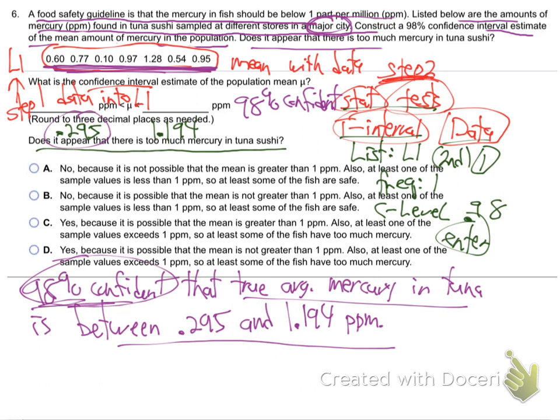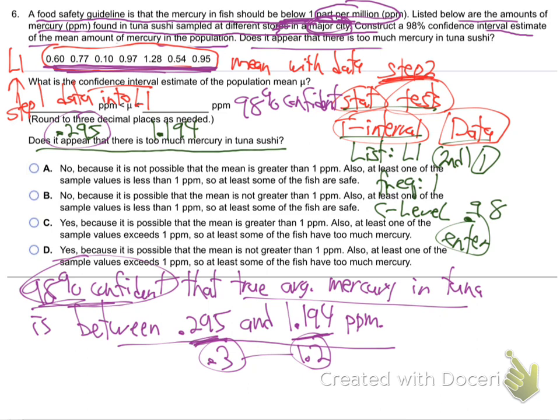Now, remember what they said. It should be below 1 part per million. You don't want it above 1. We're 98% confident it's between 0.295, which is like 0.3, and this is like 1.2. It's between 0.3 and 1.2. Uh-oh. So it could be over 1, couldn't it? It could be 1.1 or 1.0, right? You wanted it to be below 1 part per million.